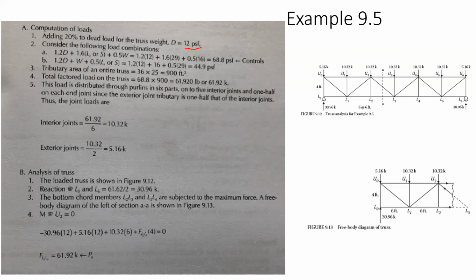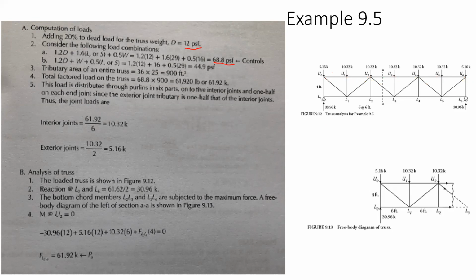So then, what is the tributary area? The tributary area is 36 by 25, because they are spaced 25 feet apart for a length of 36. We have 900. So we multiply the 900 by the controlling load, which is 68.8, and that gives me 61,920 pounds or 61.92 kips. Now, if you look here, we have 1, 2, 3, 4, 5, 6, 7 purlins. We have 5 interior and 2 exterior.